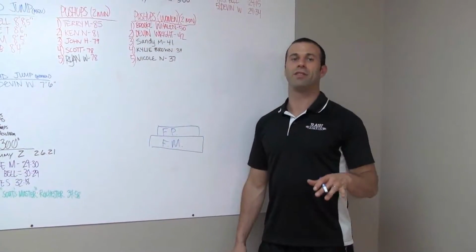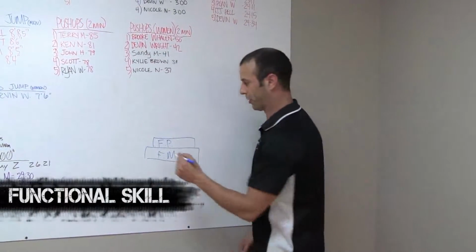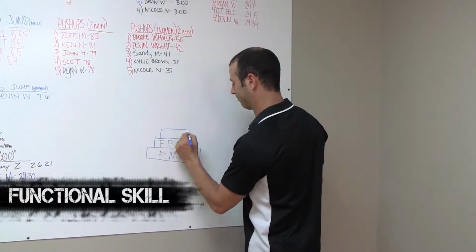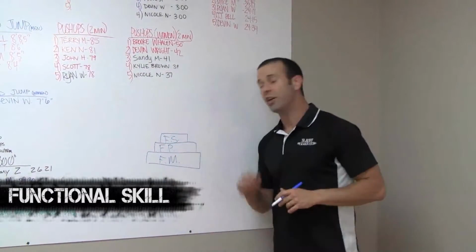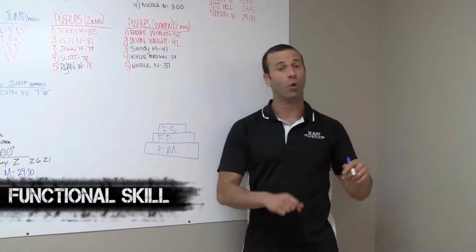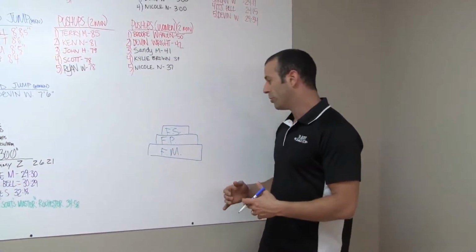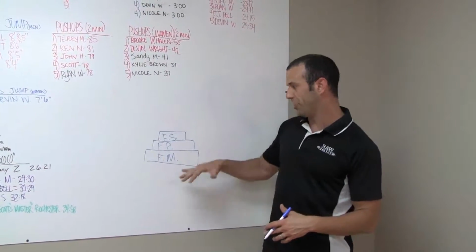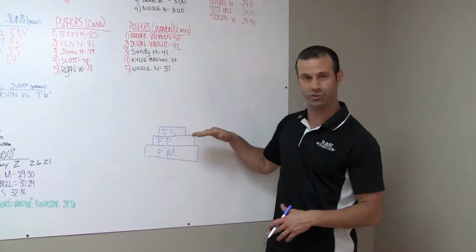All right, and the last layer on our performance pyramid is what we call functional skill. Again, functional skill. Does the athlete have the ability to sink a putt or a free throw or hit a baseball? These are your more sport-specific activities. So this is our performance pyramid: functional movement, functional performance, functional skill.